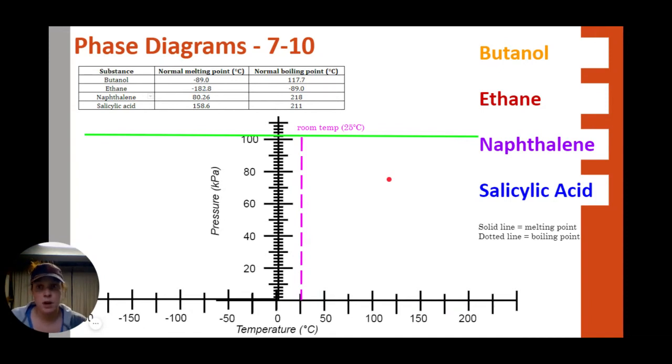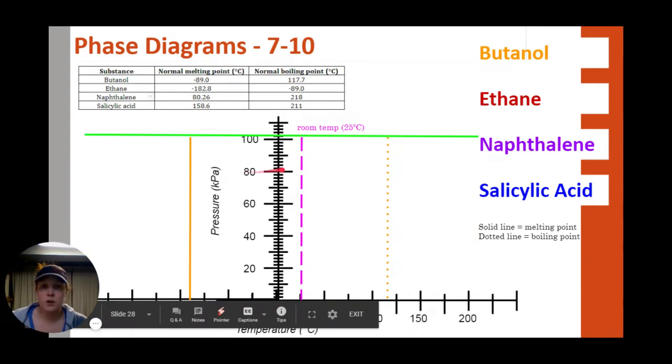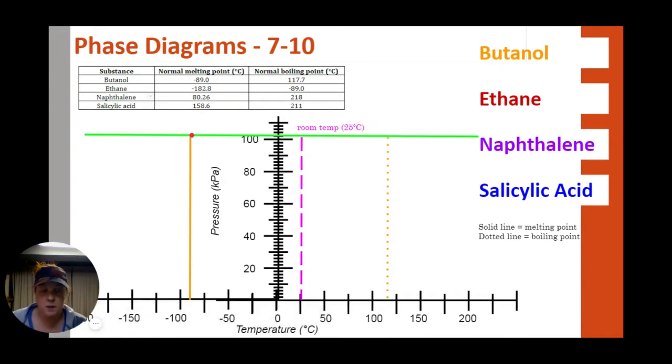So the first one, butanol, has a melting point at negative 89 degrees Celsius, which is about here, and its boiling point is 117.7 degrees Celsius. So looking at this, this right here is going to be our melting point, and this right here is our boiling point for this substance at 1 atm of pressure, or 101.3 kilopascals.